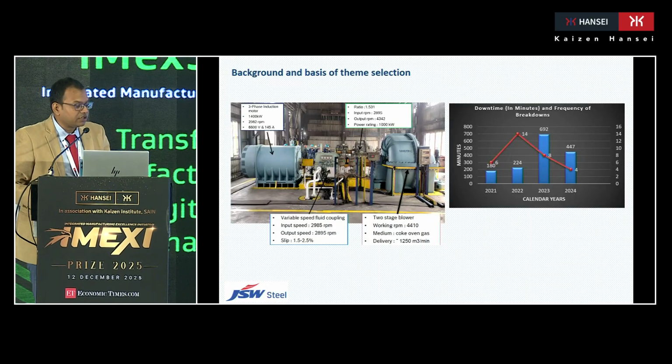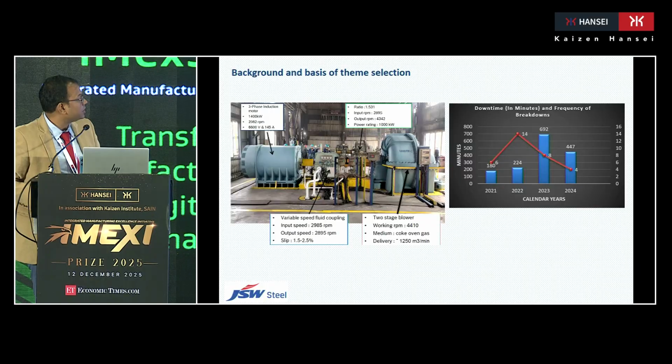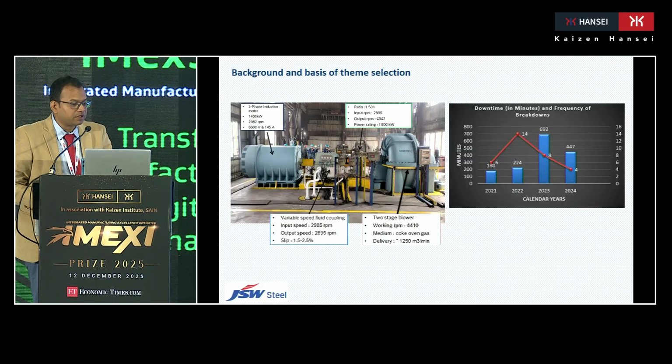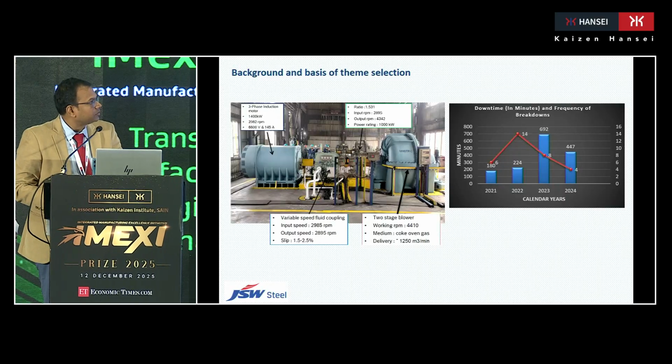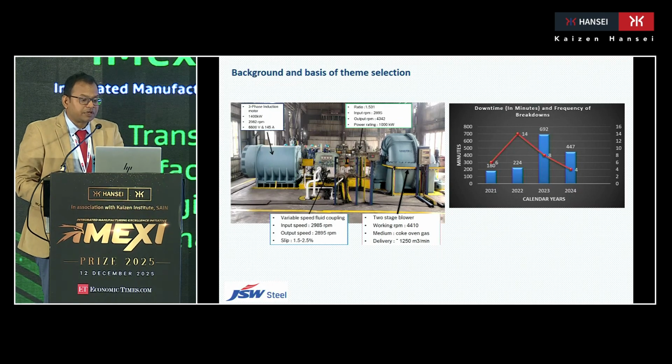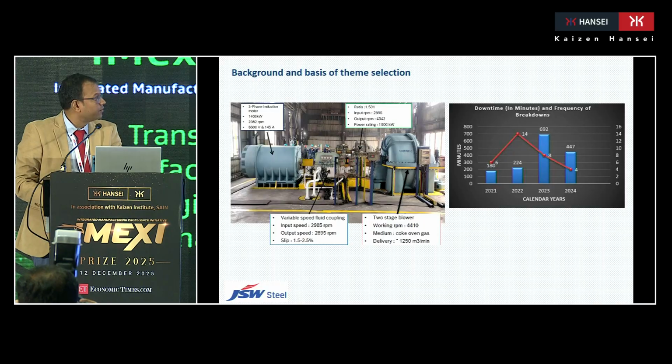As you see on the left side of the slide, the major components of the exhauster are shown: a motor and gearbox coupling, a fluid coupler, and the blower. The downtime minutes and the frequency of the breakdowns in the last 4 years have been shown. As you can see, in the last year, 2024, the tripping downtime was 447 minutes and the number of breakdowns was 4.